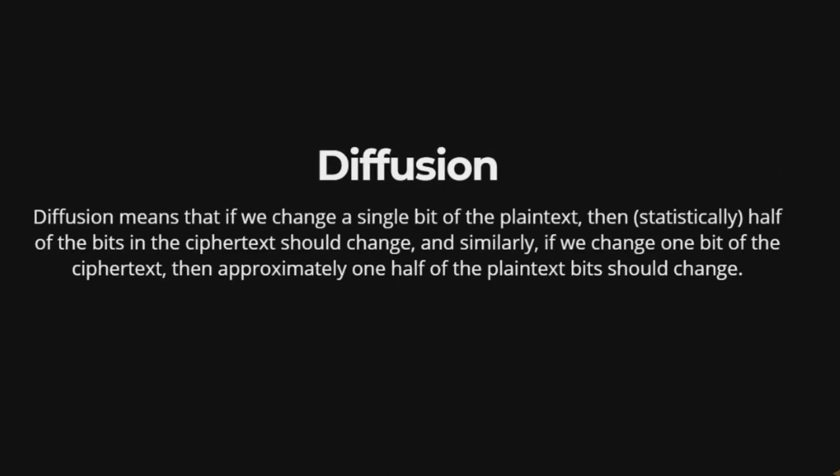Diffusion. Diffusion means that if we change a single bit of the plain text, then, statistically, half of the bits in the ciphertext should change, and similarly, if we change one bit of the ciphertext, then approximately 1/2 of the plain text bits should change.